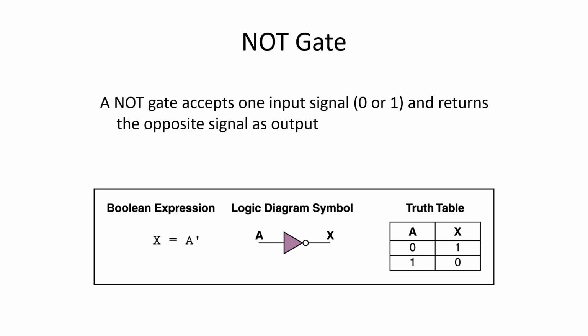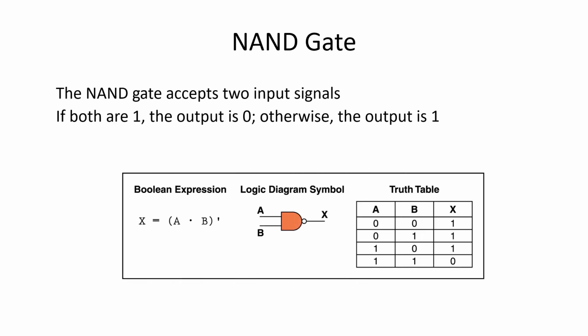NOT gates are used to invert a signal in circuits, such as converting a low signal to high. It is used in combination with other gates to form more complex logic functions like NAND, NOR, and XNOR gates. It is used in systems where an action must occur when a condition is not true.